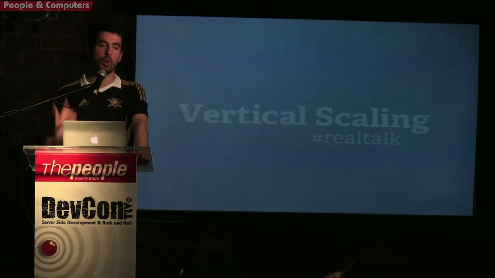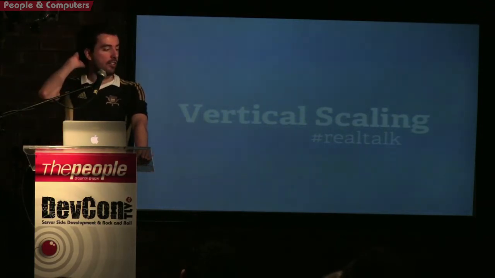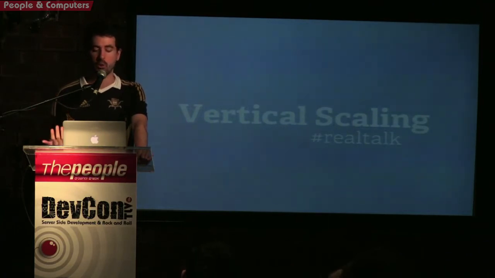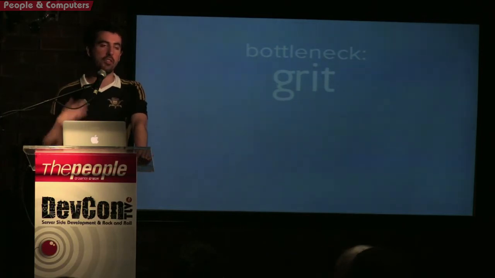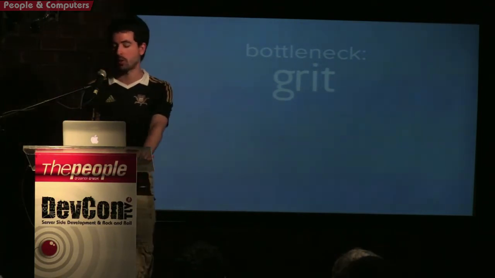So this worked very well for us in practice, but eventually we reached the point where we had vertical scaling issues, which basically meant that things were slow, right? So the main bottleneck we had was Grit. Despite the fact that Grit was written in Ruby, you know that Ruby is not the fastest programming language there is. It's actually pretty slow, it's pretty awful.